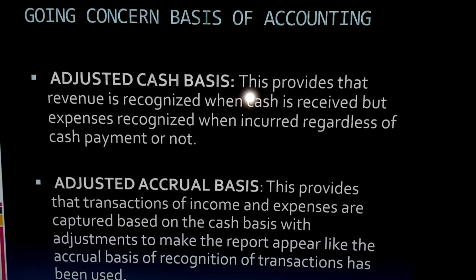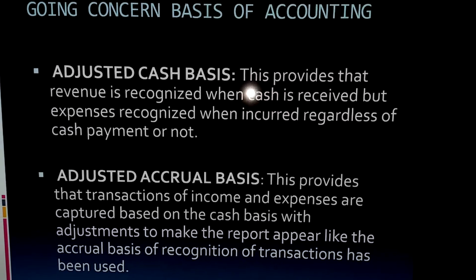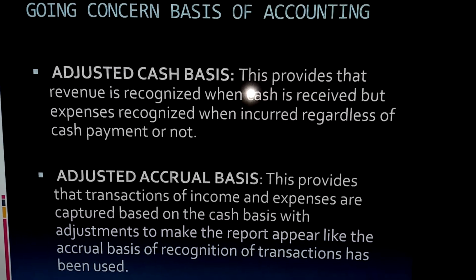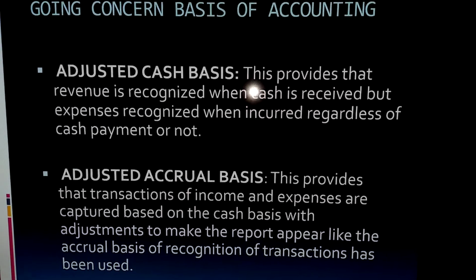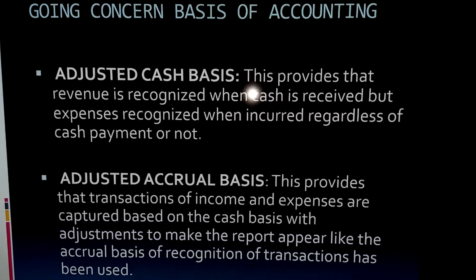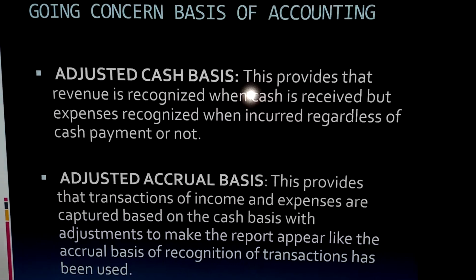We have the next one, adjusted accrual basis. Adjusted accrual basis is saying that you use the cash basis to capture your transactions, but you make some adjustments to make it appear like an accrual basis of reporting.